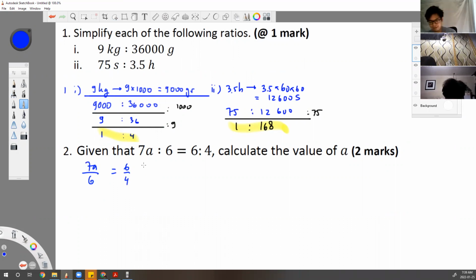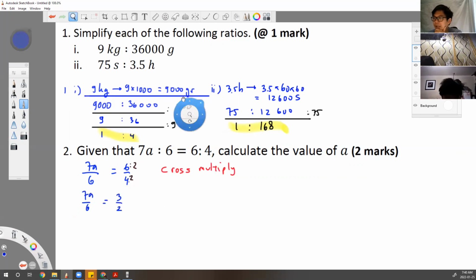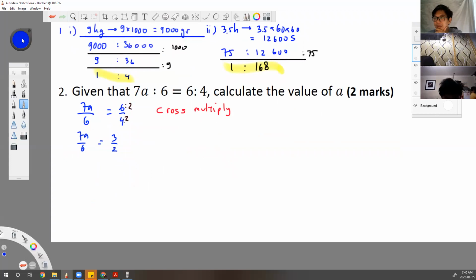If you are familiar with the algebraic method, you can do the cross multiplication, right? But before you do the cross multiplication, it's better for you to simplify this, right? By 2 by 2. That is the simplest way to do. It will make your working easier. So 7a over 6 equals 3 by 2. And you can do the cross multiplication here.